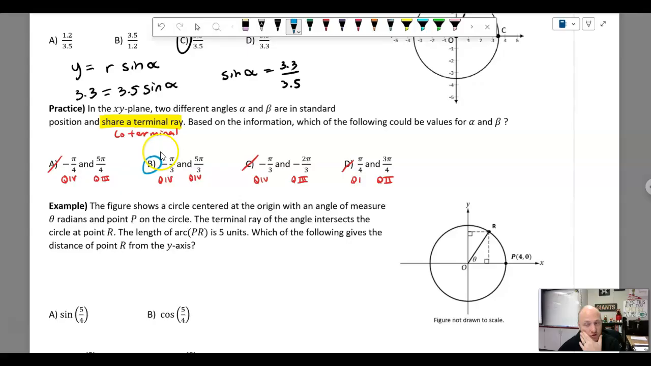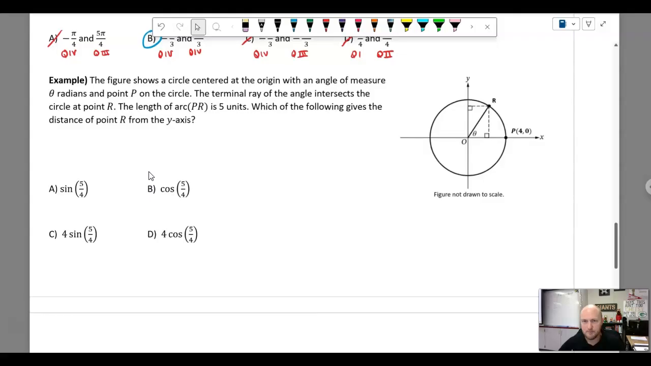So you can draw it. I just like to go based upon the quadrants and know where these angles terminate. A negative angle is going to take us into quadrant 4. 5 pi fourths, well, that's bigger than pi, so we're in quadrant 3, so that's no. On C, here we're in quadrant 4, and then negative 2 pi thirds is going to take us into quadrant 3. And for D, that one's pretty straightforward, quadrants 1 and 2. Answer here, B. Okay.